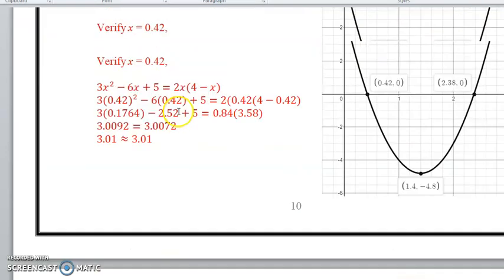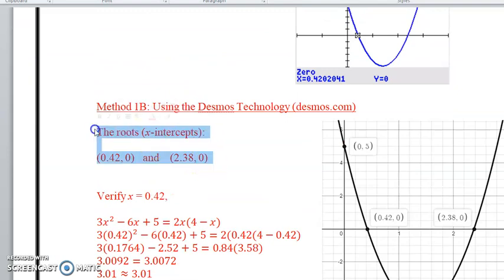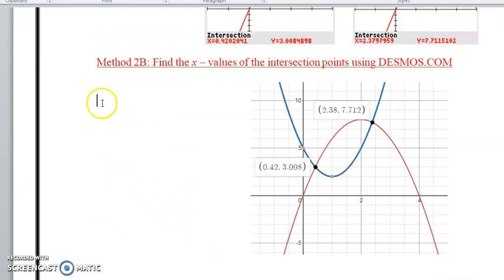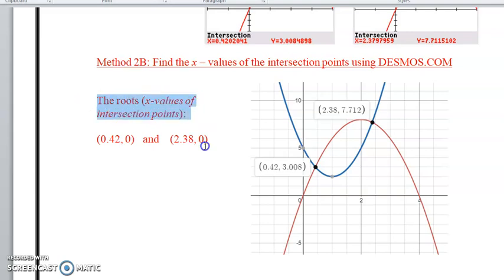So again, to answer the question, the roots. And in this way, it's actually called the intersection points, right? The x values of intersection points. And that's just for method 2. Remember that. Same ones, right? X is equal to, X is equal to. All right? So I'm going to say X is equal to 0.42 and X is equal to 2.38. So people are saying, how can the x be two different things?